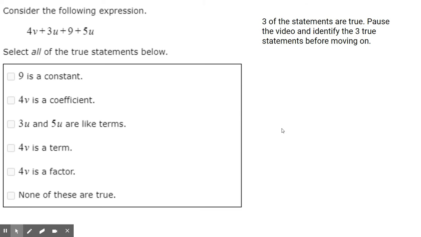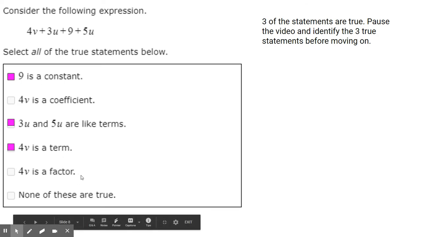Here's your answer. 9 is a constant. In 4v, 4 is a coefficient. 4v is a term. 3u and 5u are like terms. They are because the variable is u and there's no exponent with either one, so they're like terms. 4v is a term. We talked about that already. It's not a coefficient. 4v is a term. 4v is a factor. Don't even know what that would mean. And none of these are true. Obviously, that's not the case.